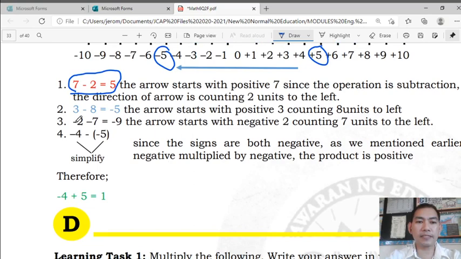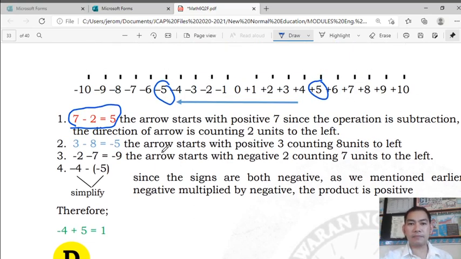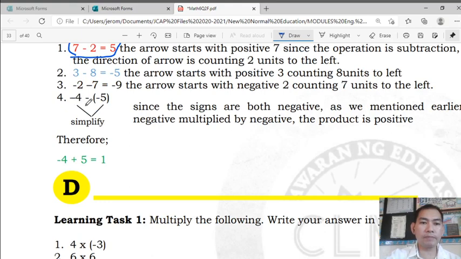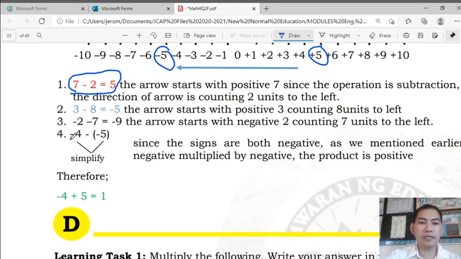So you can also do that in negative 2 minus positive 7. So let's proceed to this one, the number 4. This is a lot harder, but if you simplify it, it will become easy. So negative 4 minus negative 5. So in this case, since the signs are negative and the operation is subtraction, we need to simplify it. We are going to use the additive inverse. Okay? So this one, we call it the additive inverse.